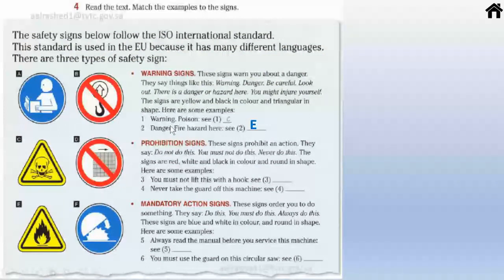Okay, second section, prohibition signs. These signs prohibit an action. They say do not do this, or don't. You must not do this, never do this. So these signs tell you to not do something. For example, if you see a sign and inside it there is a mobile, you will understand the sign tells you do not use the mobile.